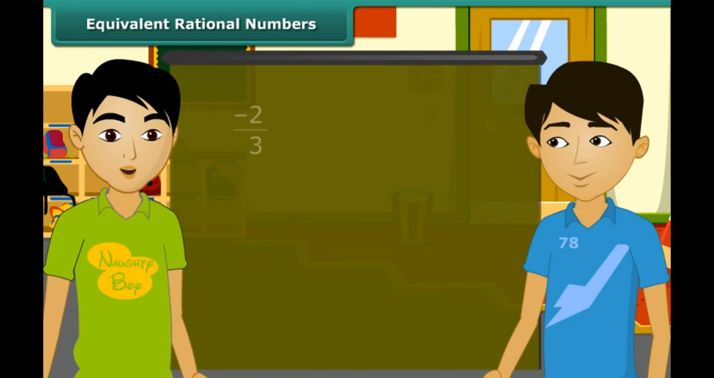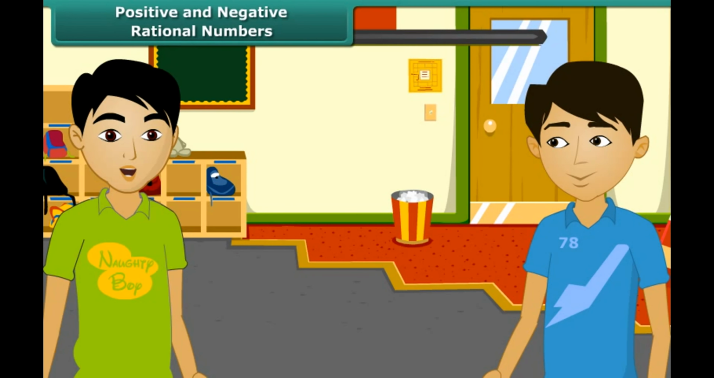Look at this rational number. Now look at this rational number. These both rational numbers are equivalent. But how? When we multiply the numerator and denominator of a rational number by the same non-zero integer, we obtain another rational number which is equivalent to that number. Similarly, -2/3 is equivalent to -10/15, because when we multiply the numerator and denominator by 5, we get -10/15.